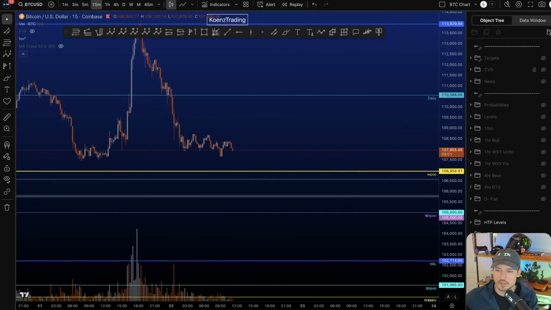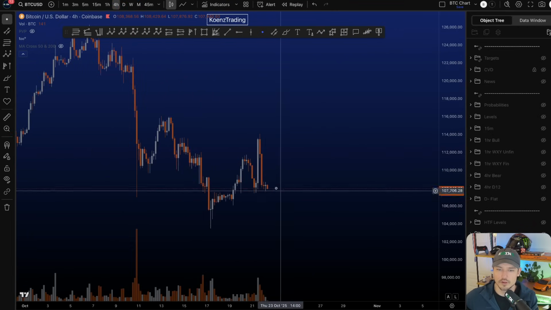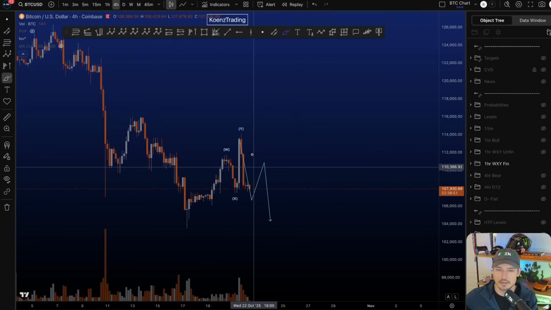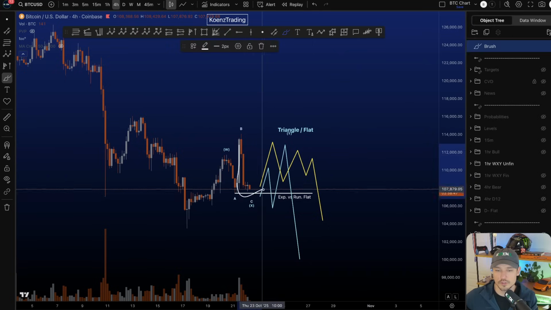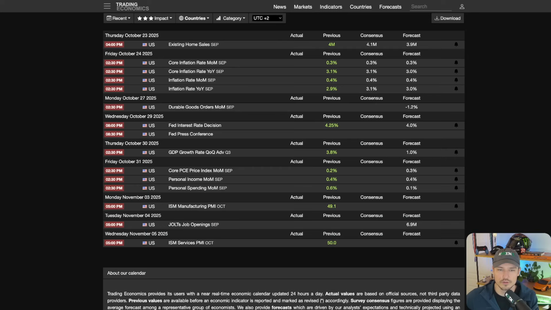On the 4-hour time frame, the probabilities are the way they are at the moment for another low. But on the 15-minute, it would be interesting to look for another bounce. If this bounce to the upside is corrective, then we're going to be looking for larger continuation down, or you're going to get larger corrective structures. So that's the bias.